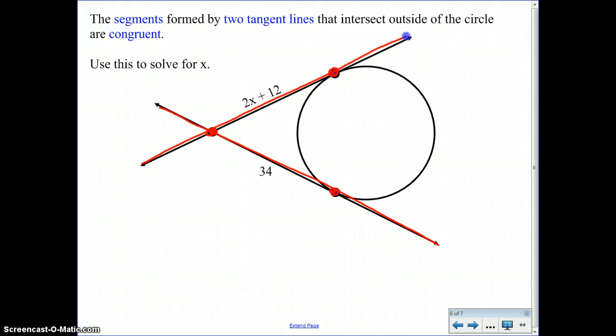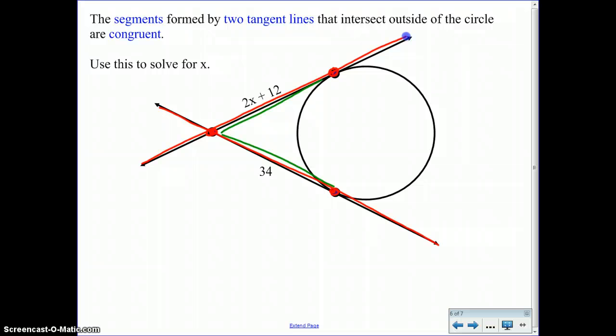Well, what this theorem says is that the segments formed by those two tangent lines that intersect outside of the circle are congruent. In other words, this segment right here and that segment right there are the exact same length. It almost looks like a sideways cone or birthday hat or something.